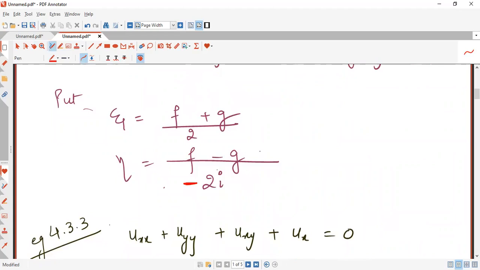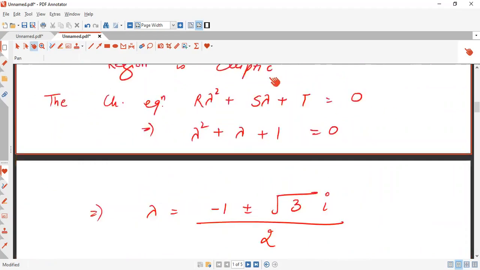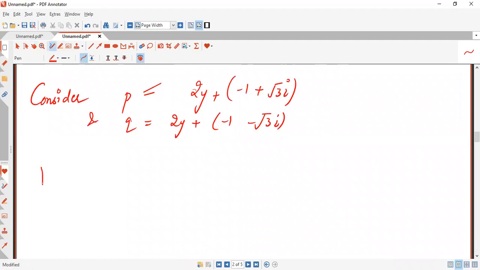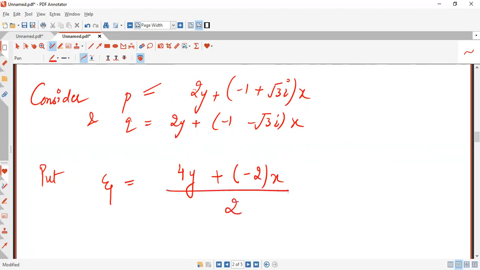This is negative here. Be careful, you have to put the negative sign in the denominator and substitute the value of beta. So put that as (p plus q) upon 2. P plus q: 2y plus 2y will become 4y, right? Plus minus 1 plus minus 1 will become minus 2. Here x is also there. Plus root 3 iota minus root 3 iota will get cancelled out. So your xi will become 2y minus x.